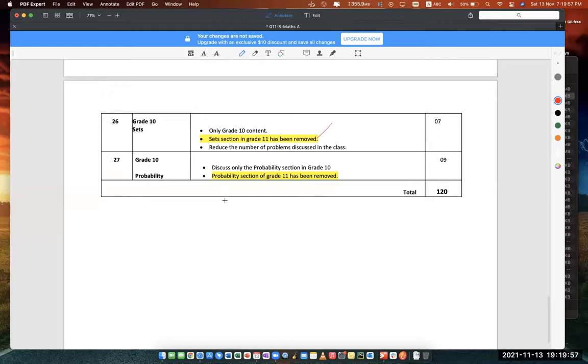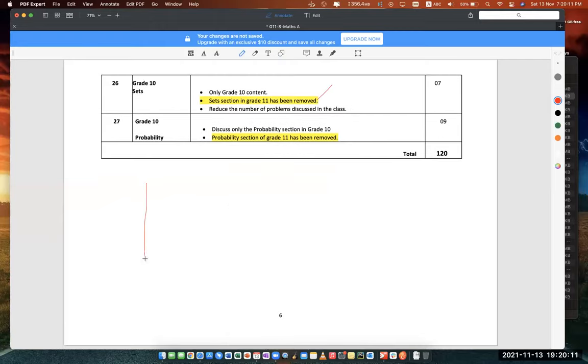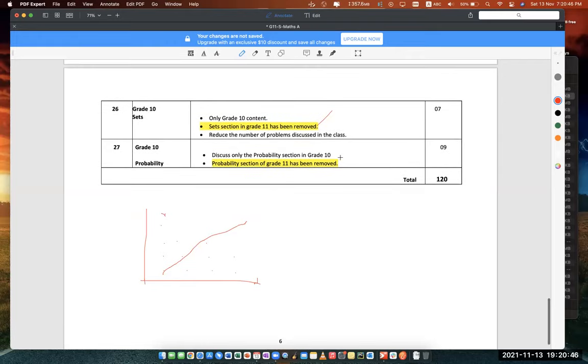Then probability. Probability is the same scenario. The probability of grade 10 content will be there, but grade 11 content is removed. If you take the grid, what you learned is marking all the squares in grade 10. Everything will be marked if you have some sets. But in grade 11 you learn the scenario where this middle line is not going to be marked. So for the exam, you will definitely get a question where all the squares, all the points, will be marked. Probability's grade 11 part has been entirely removed, so only the grade 10 part will be there.